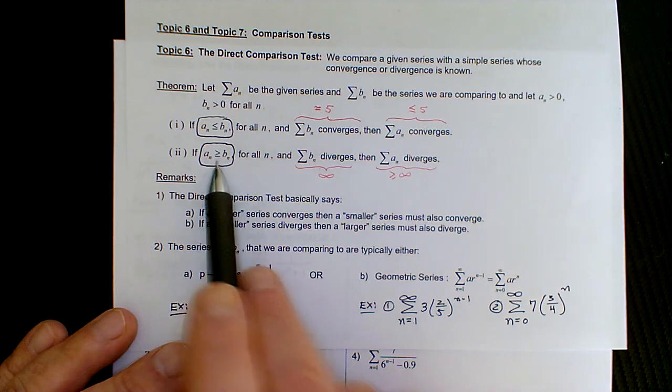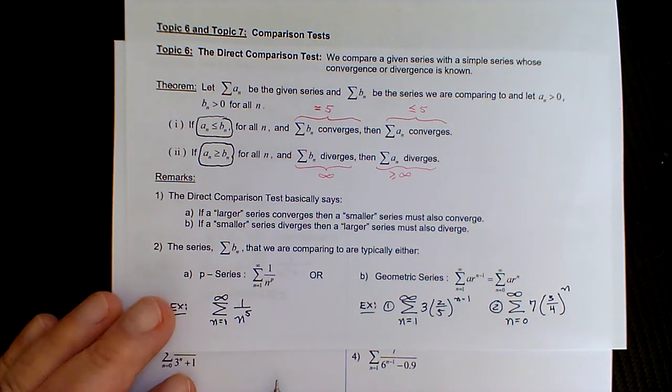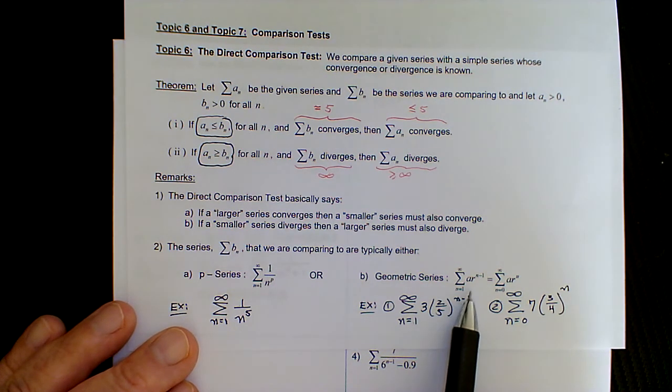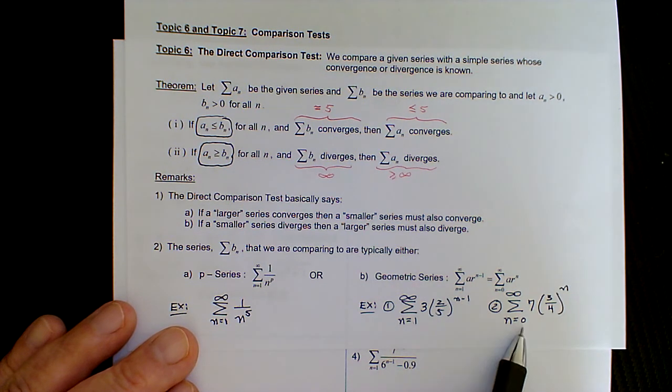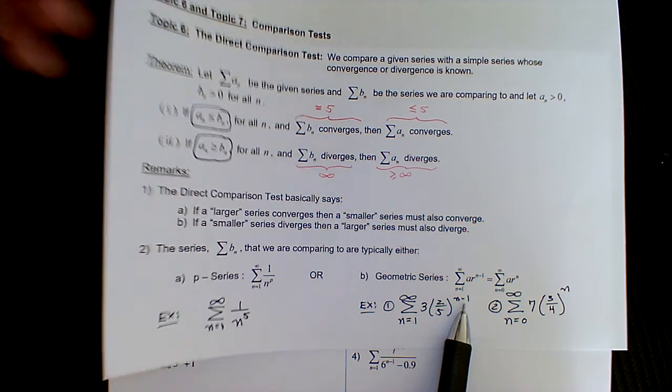So what we will often be comparing to is either a P series, so 1 over n to the P, or a geometric series. Remember, there's two forms for the geometric, index starting at 1 or index starting at 0, but basically they both can be recognized by a real number, typically a fraction, but not always, raised to a variable power. So that's when you want to think geometric.